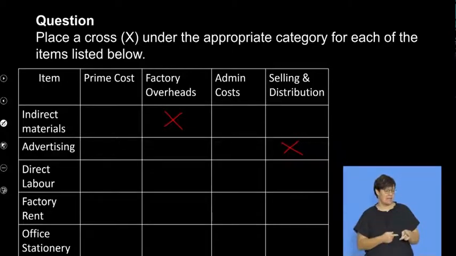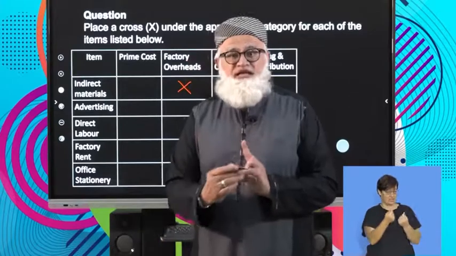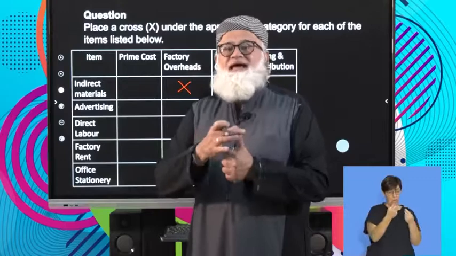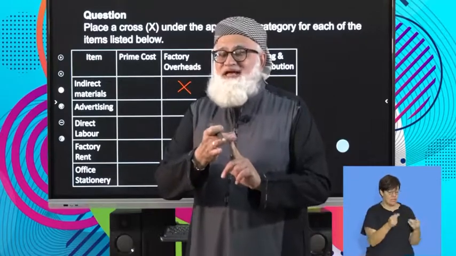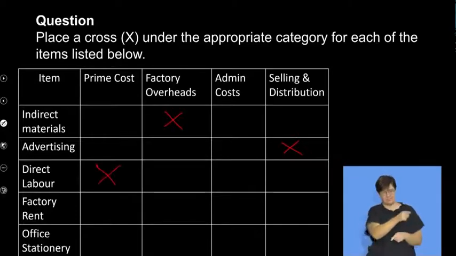Now remember, there are two prime costs. In the manufacturing of any item, there are two prime costs. What are your prime costs? It's direct material plus direct labor. So therefore, your direct labor would be a prime cost.